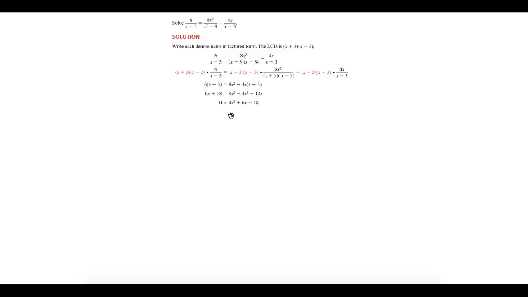But what you're going to do is take out the GCF, so divide by 2. You've got 2x squared plus 3x minus 9. Go ahead and factor that: 2x minus 3, x plus 3. Now, here you're going to come up with two solutions by doing your zero product property: x equals 3 over 2 and x equals negative 3.